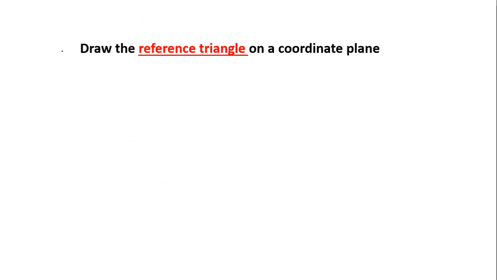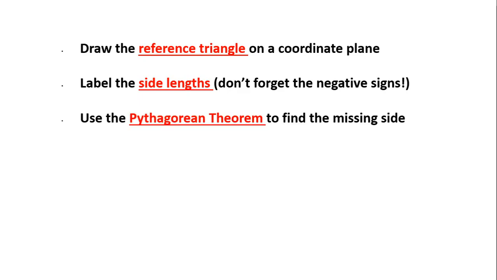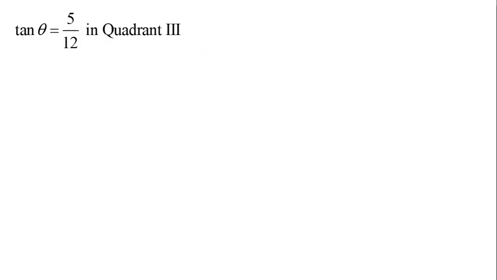How this works is when we're given a ratio, first we draw the reference triangle. Then we have to label our sides. Don't forget about your negative signs, and use the Pythagorean theorem to find our missing sides. So these are the three steps that we have to do. It's a little bit tricky sometimes to draw the reference triangle when you're given a ratio.